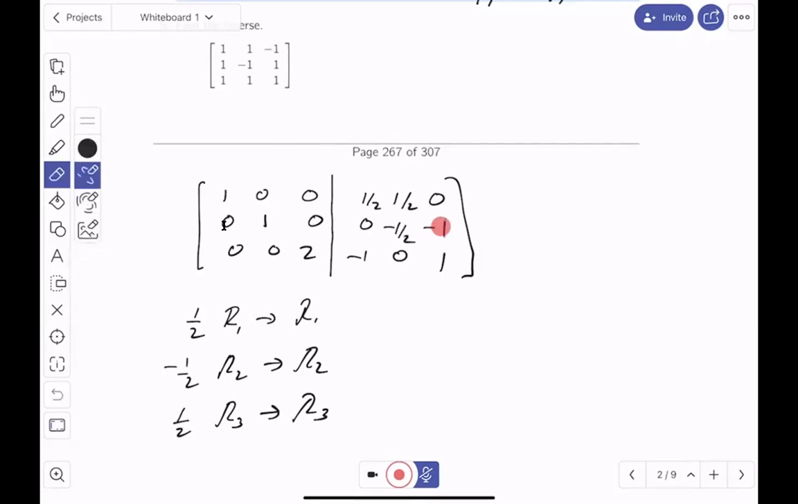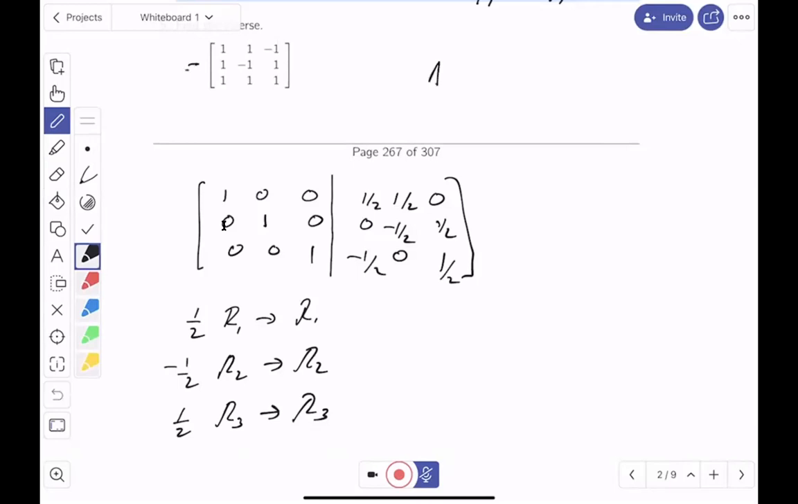Let me erase that. And this third row, this becomes 1. Erase it. Minus 1/2 and 1/2. So the inverse, I'll write it over here and then we'll check it. The inverse, we'll call this A. And A inverse is going to look like 1/2, 1/2, 0, 0, minus 1/2, 1/2, minus 1/2, 0, and 1/2.